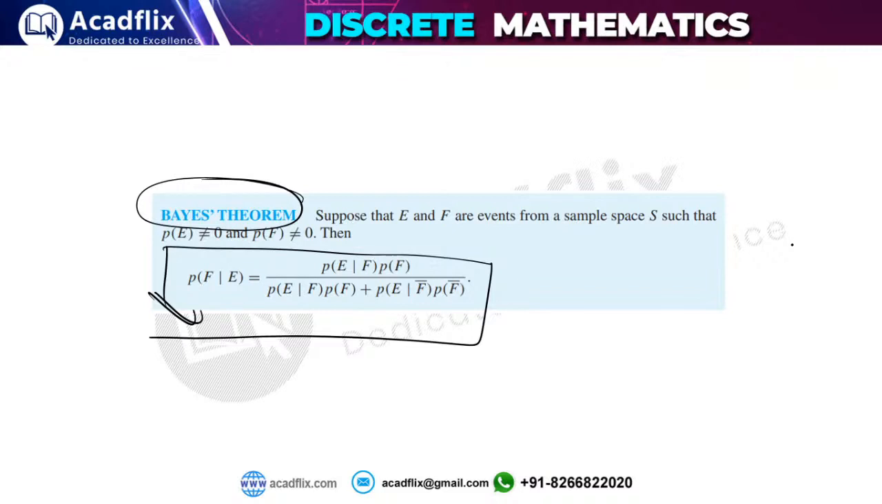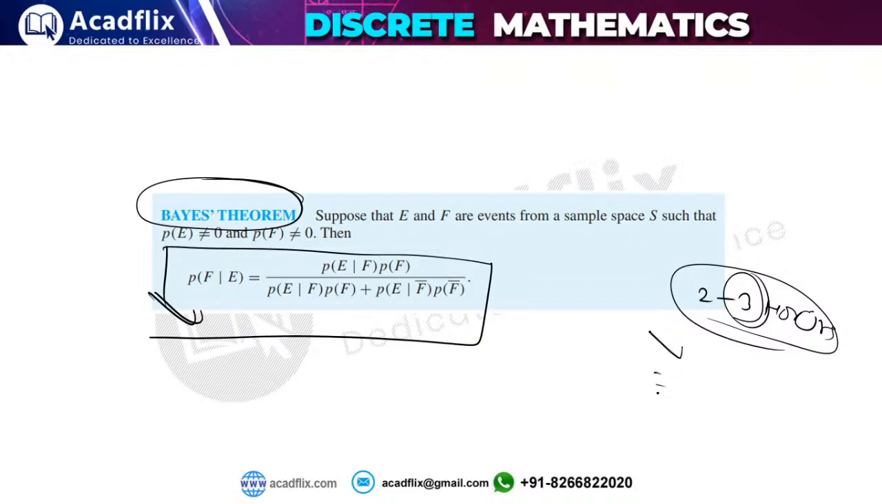Let me tell you one more thing: right now we don't have much time, but Bayes theorem is so important that in the complete course we will spend around 2-3 hours, almost 3 hours, on Bayes theorem only. There we will see the proof again, and we will take many examples, at least 10 or 15 examples.